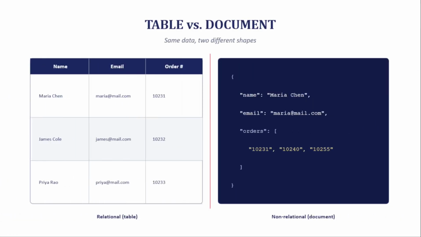Here they are side by side. The exact same customer information shown two different ways. One fits neatly into rows and columns. The other flexes to fit whatever shape the data naturally takes.